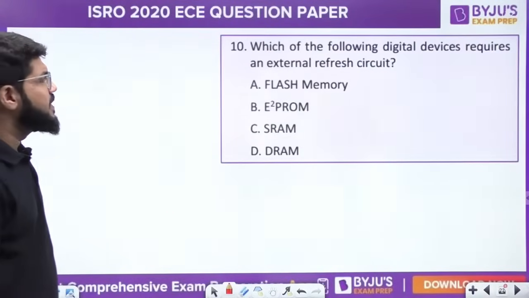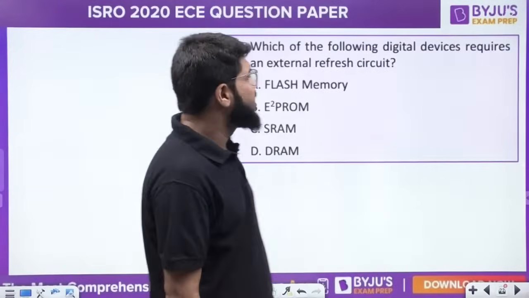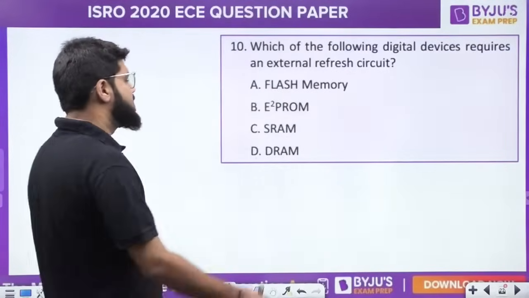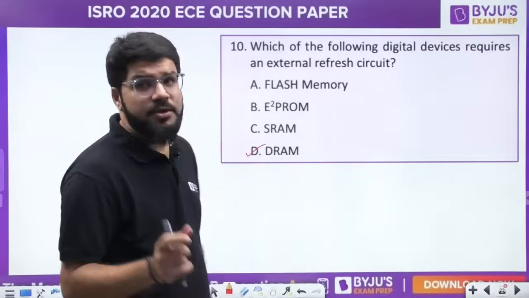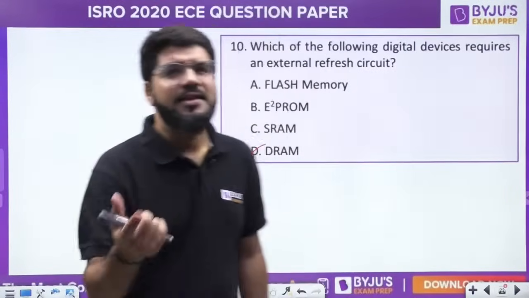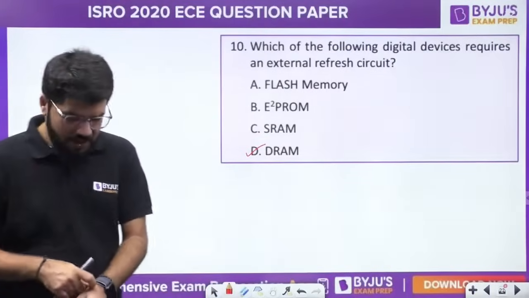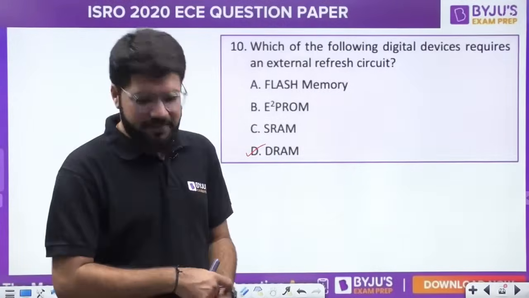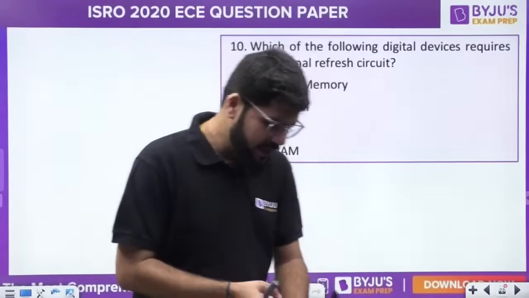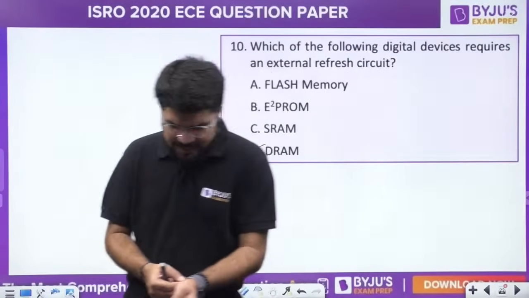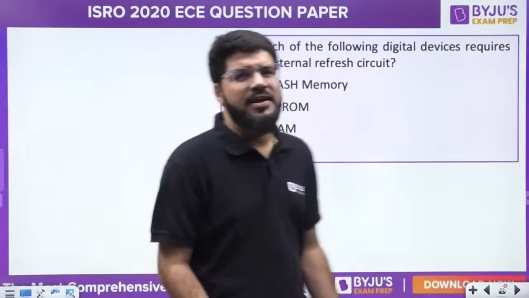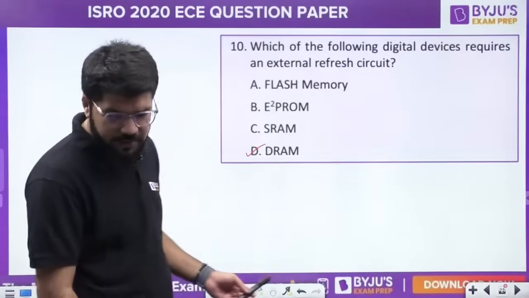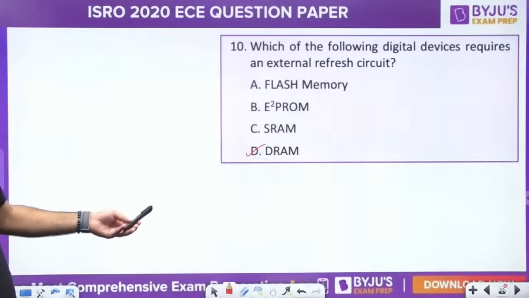Which of the following digital devices requires an external refresh memory? It's definitely DRAM, dynamic RAM, because dynamic RAM is built using capacitors, and then you need to refresh it externally, periodically. Why? Because capacitors have the tendency to discharge automatically in a certain period of time. So the correct answer is DRAM. These are fundamental questions. If you know these structures, you are able to answer.